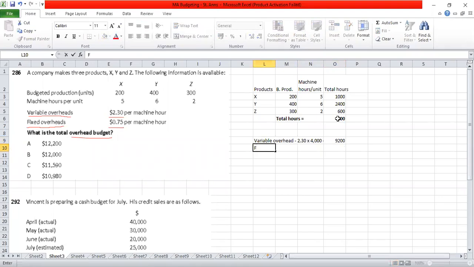Then we have the fixed component. Fixed overhead is also given to us as 0.75 per machine hour. Just take that and multiply, 0.75 into 4000, 3,000. Add them up, and that's the total overhead cost.